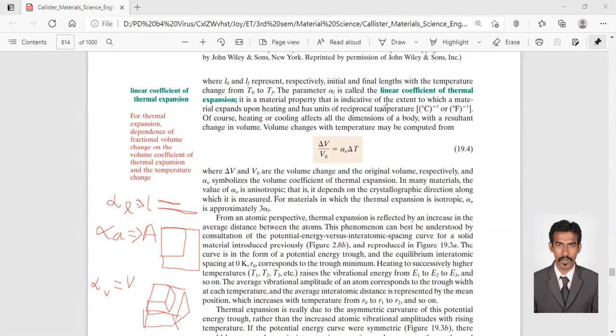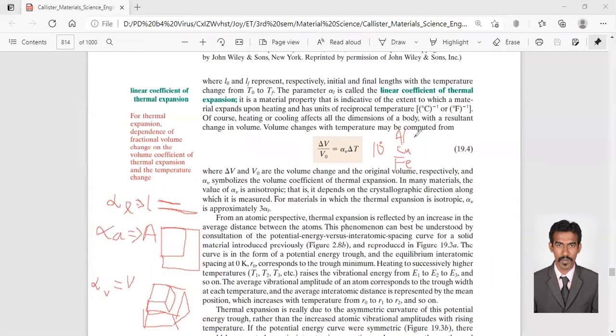It's a material property that is indicative of the extent to which a material expands upon heating, and has units of reciprocal temperature, degree Celsius minus 1. So degree Celsius minus 1 is the unit of alpha. So how much a material can expand when you provide some heat will be different from material to material. Say for example, you are providing a 10-degree increase in heat for aluminium, copper, and iron.